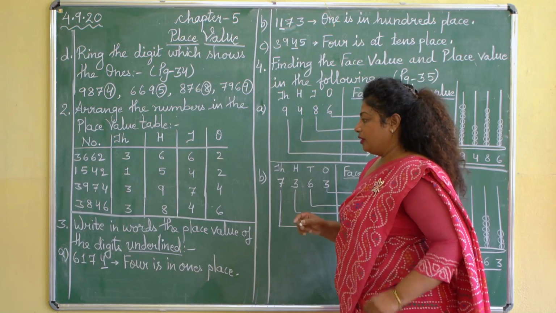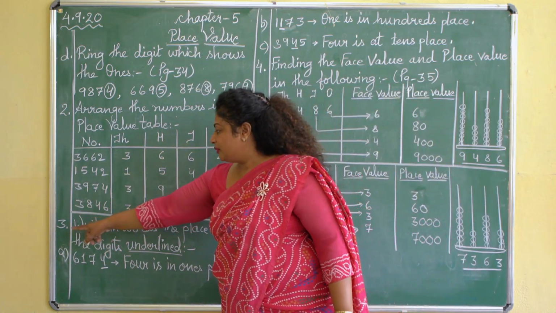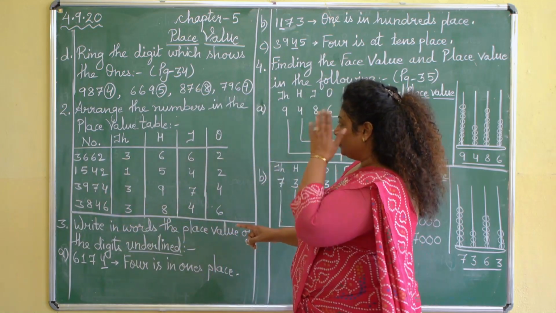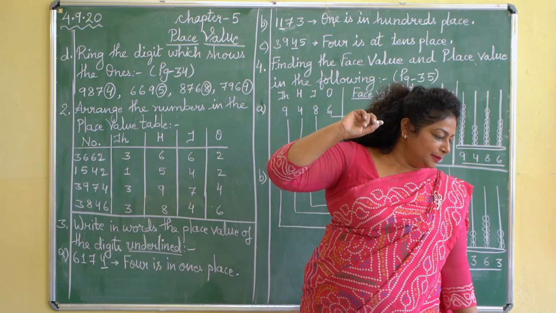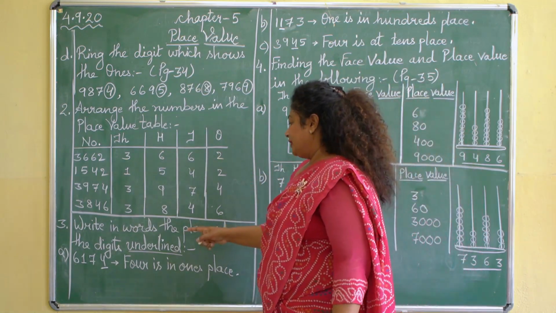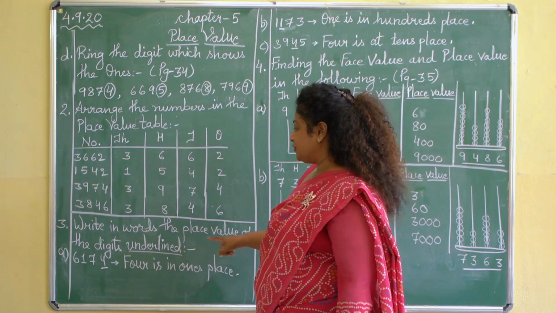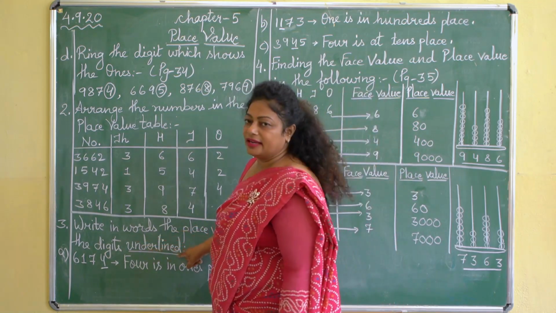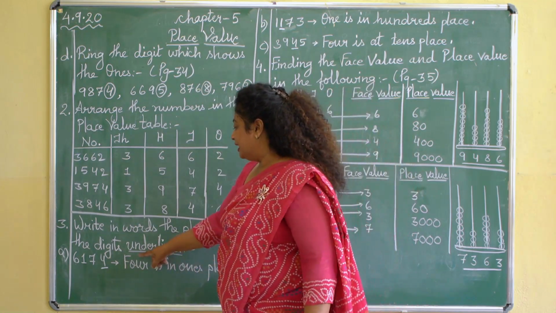Okay. Now we have to write in the next question, that is question 3, which is again given on the same page number, that is page number 34. Write in words the place value of the digits underlined. Okay, I am emphasizing on the word underlined.